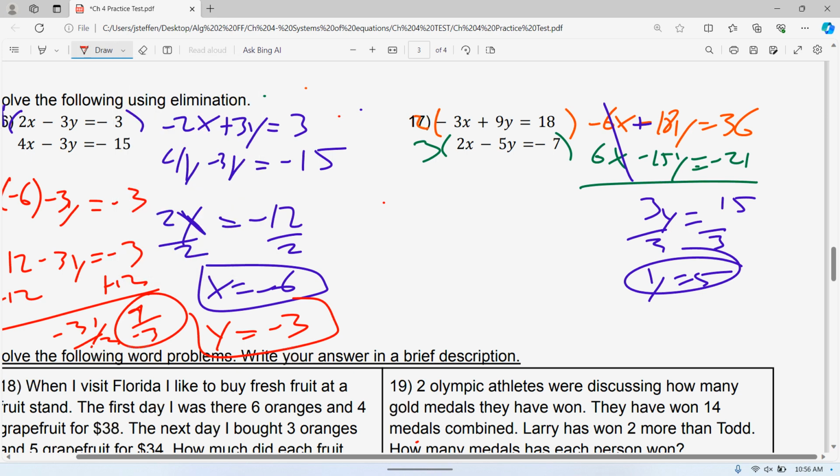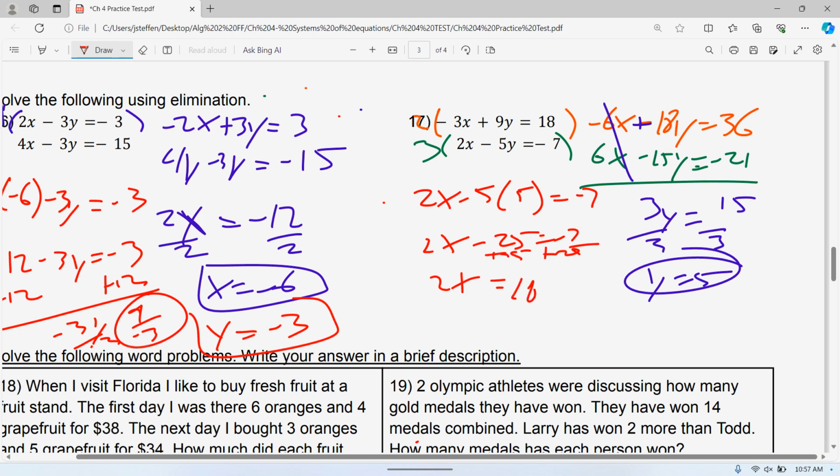Doesn't matter which equation, so I'm going to use the second one. So we have 2x minus 25 is equal to negative. To both sides. Both sides by 2. X is equal to 9. Y is 5.